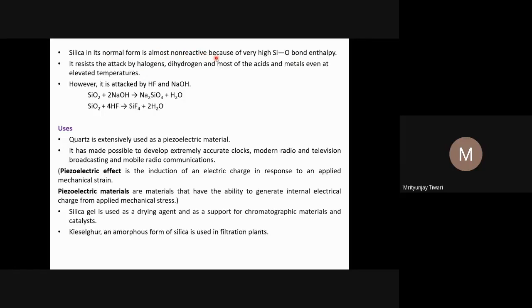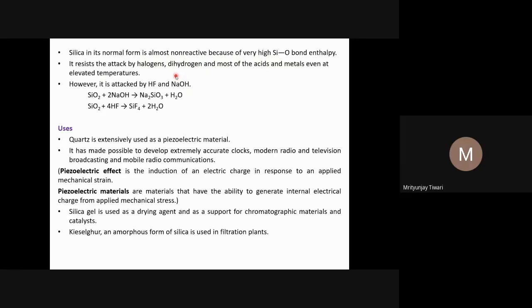That is why we see that most of the portions of the earth's crust are made up of silica, and it resists attack by halogens. Since this Si-O bond enthalpy is very high, silica resists attack by halogens, so it doesn't react very easily with halogens or dihydrogen and most of the acids and metals, even at elevated temperature. Even at higher temperature, it doesn't react.